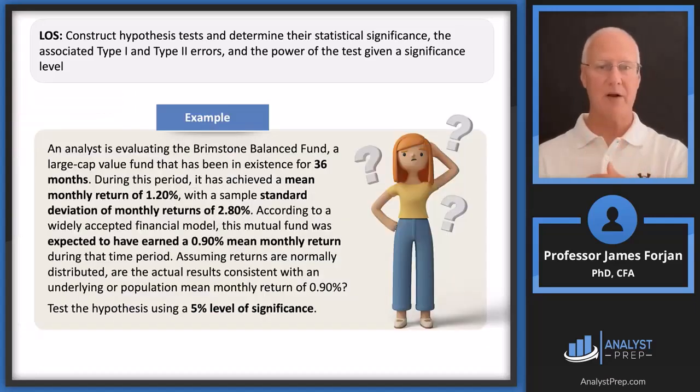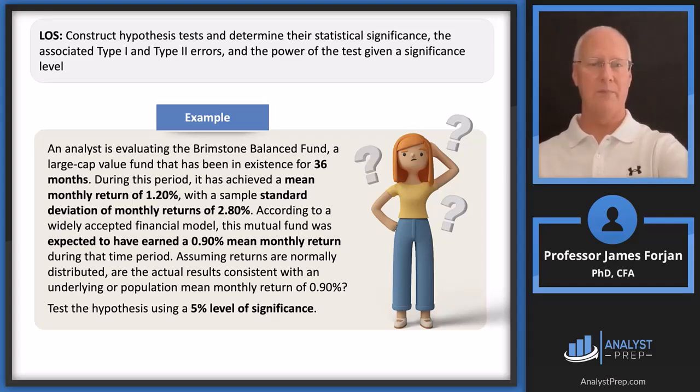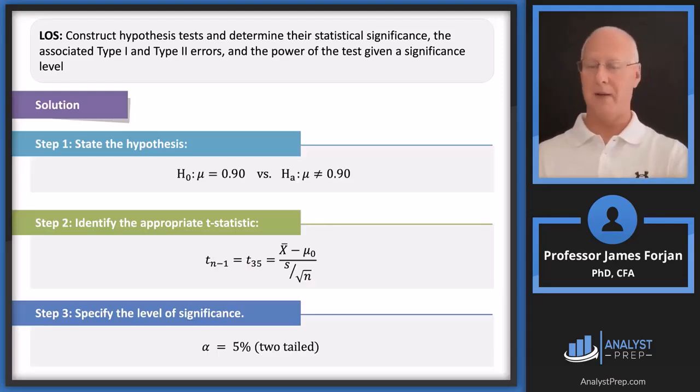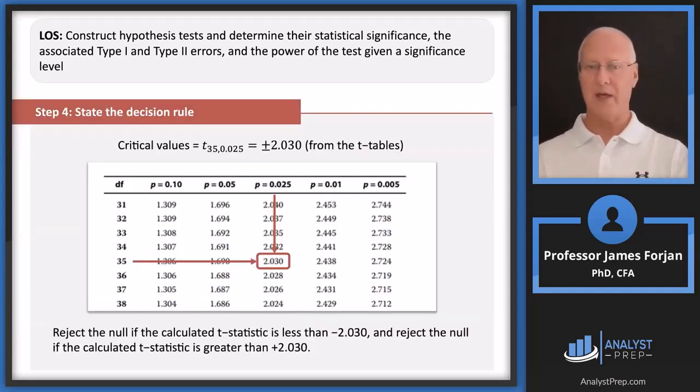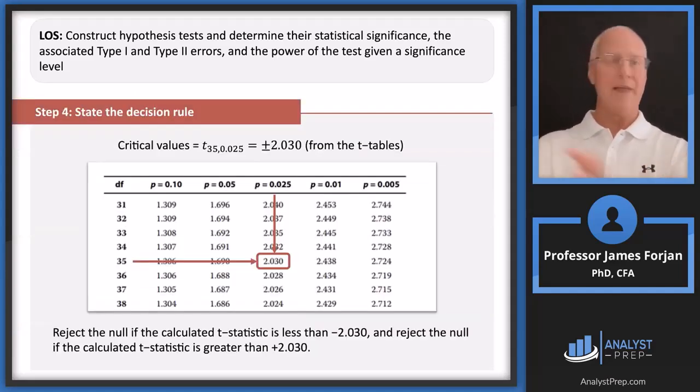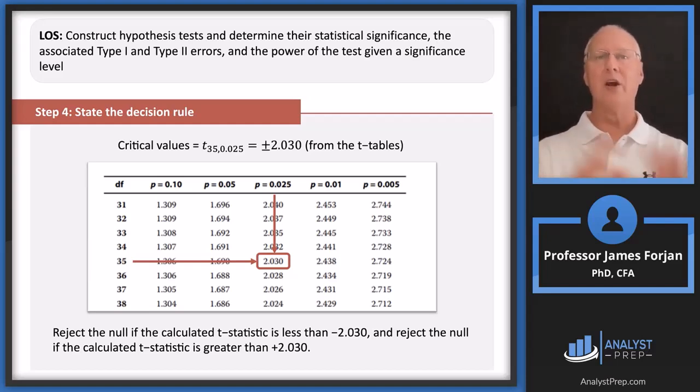It's going to be t because, what did we say? The standard deviation of monthly returns is 2.8%. So we probably don't know what the population standard deviation is. So we're going to use the sample standard deviation there in the denominator. 5%, that was given. In that last table, I showed you how to use the p-value. Here we're going to use the t-tables.